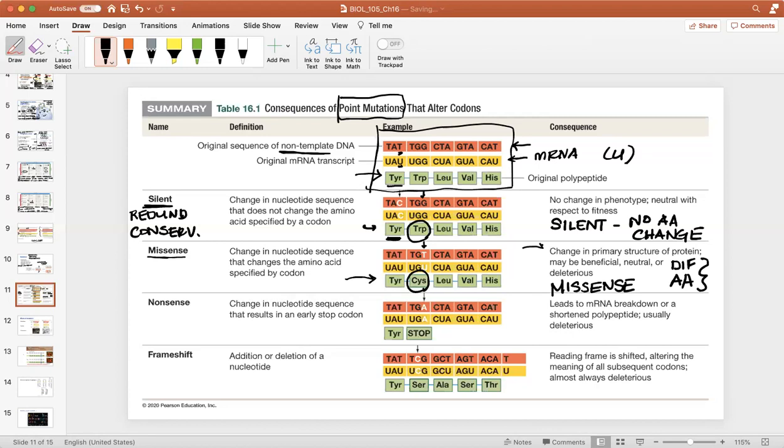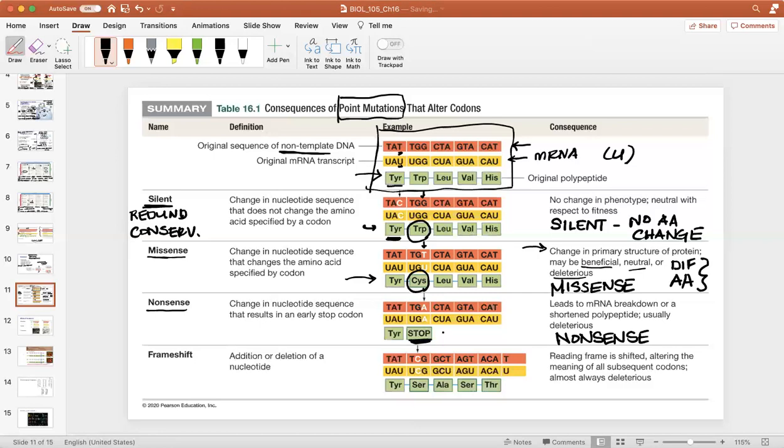So if we get a change in our amino acids, then that change might be beneficial, it might be neutral, or it might be deleterious, might be harmful. We don't know. It depends on what the change is. Let's look at another possible point mutation type, and that's called a nonsense mutation. In a nonsense mutation, a mutation occurs. Here we've gone from TGG to TGA. That codes for a stop codon.